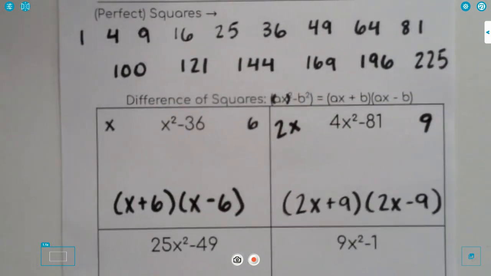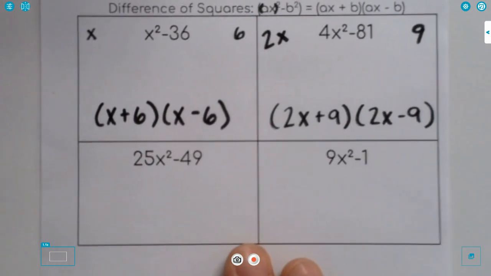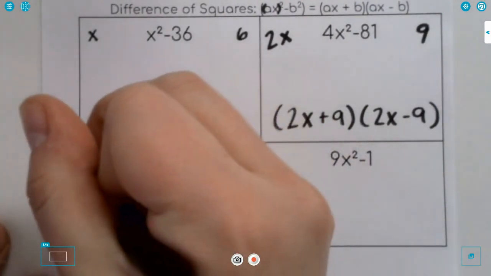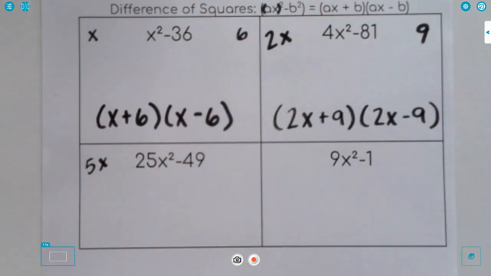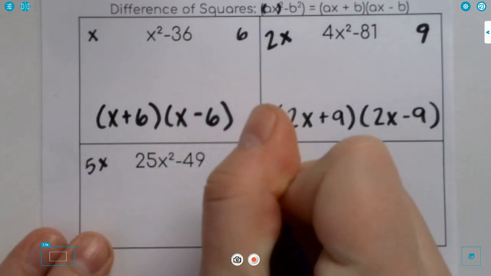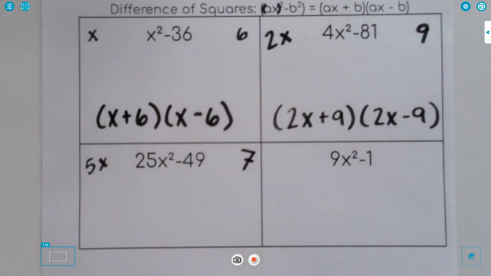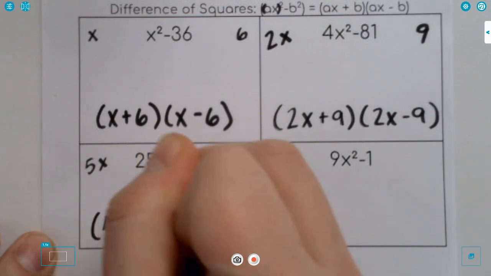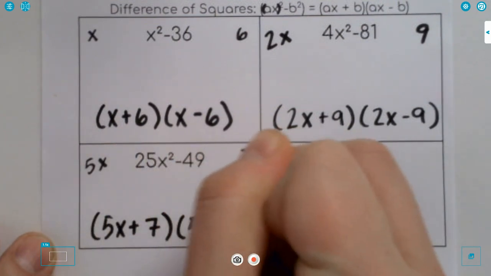Okay, 2 more. 25x squared. What number times itself is 25? 5. And then that first one's always going to get an x. And then 49, square root of 49 is 7. So what number times itself equals this is the same thing as asking the square root of, because that's asking what number squared would be this. So my answer here is 5x plus 7 times 5x minus 7.